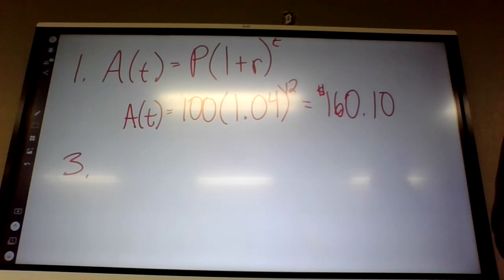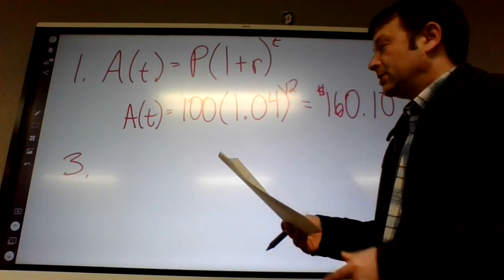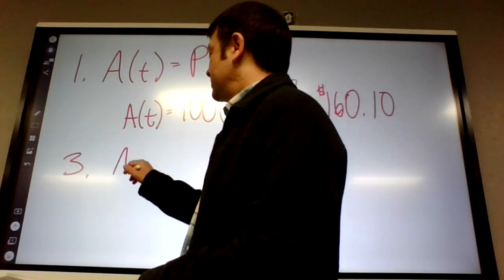Okay, number 3. Each year, the local country club sponsors a tennis tournament. Play starts with 128 participants. During each round, half the players are eliminated. So it's decay. Yeah, it is decaying.